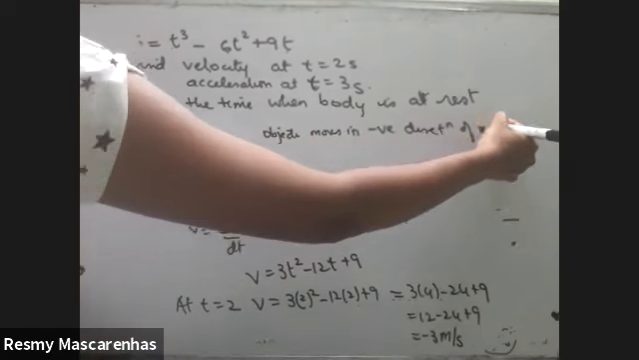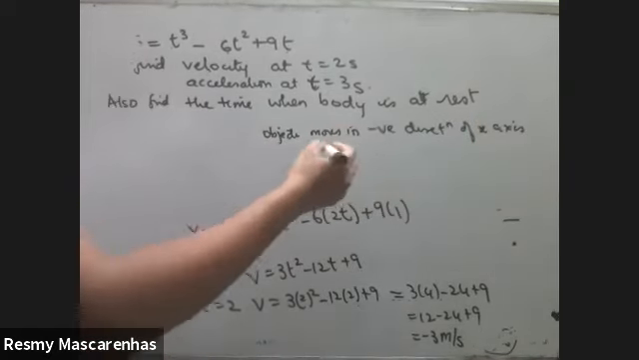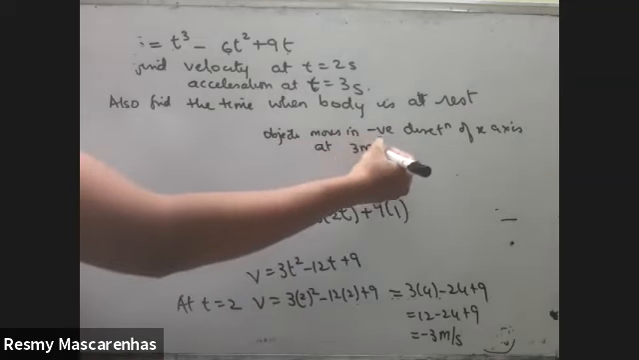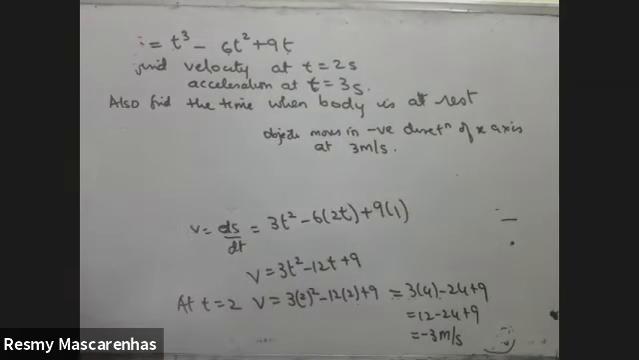Of x-axis at 3 meters per second. Don't put negative again. You can say with a velocity of 3 meters per second.